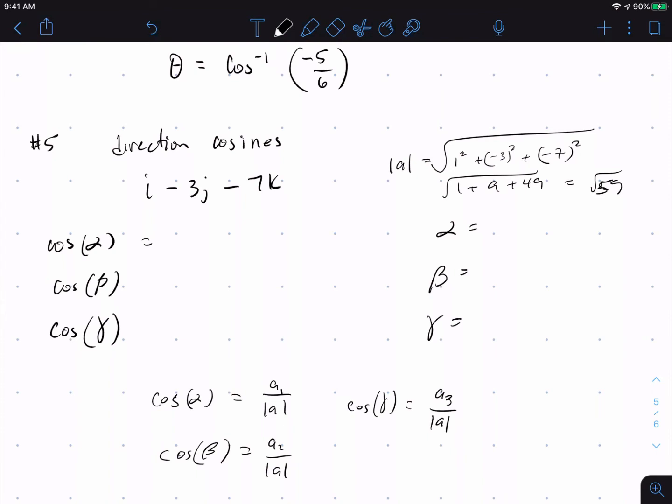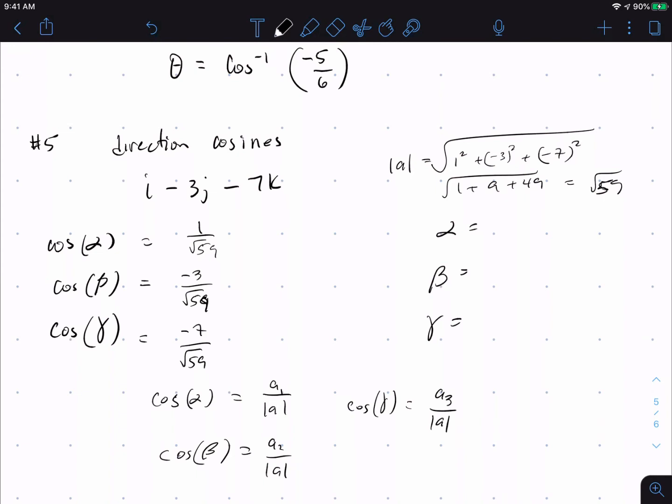We're good. Okay, so then this first one should be 1 over root of 59. The second one should be negative 3 over root of 59. And then the third should be negative 7 over the square root of 59. And then with your calculators, you can go find alpha, beta, and gamma.